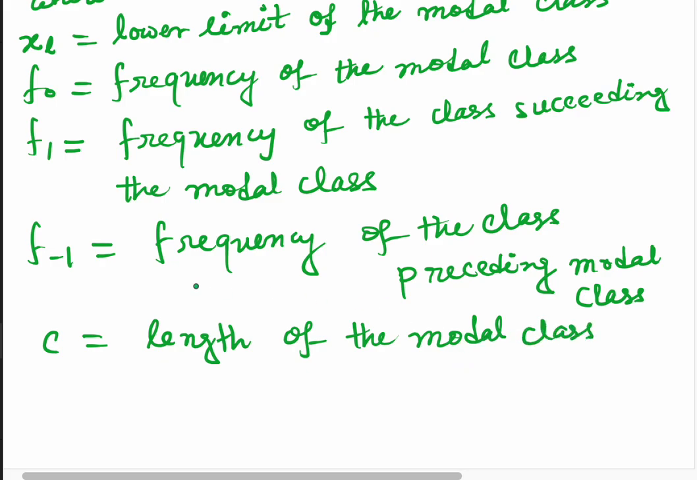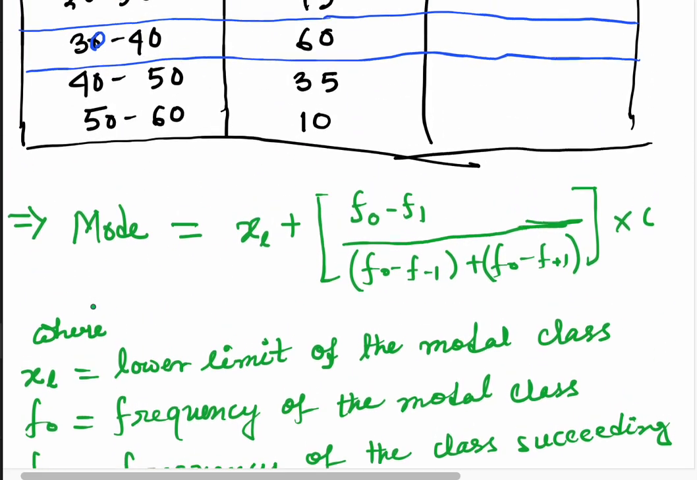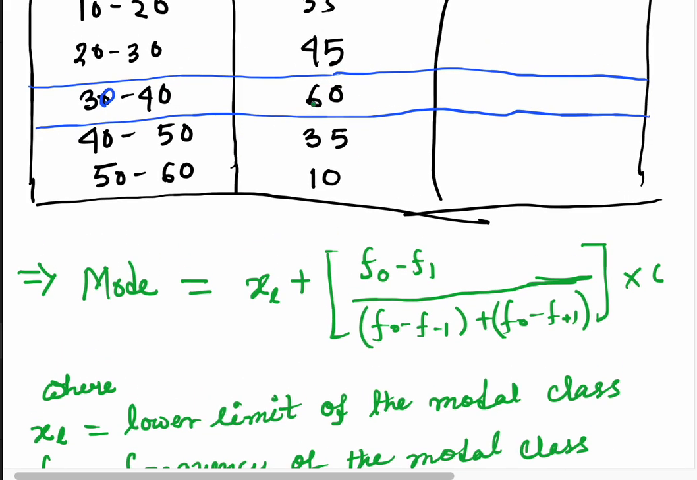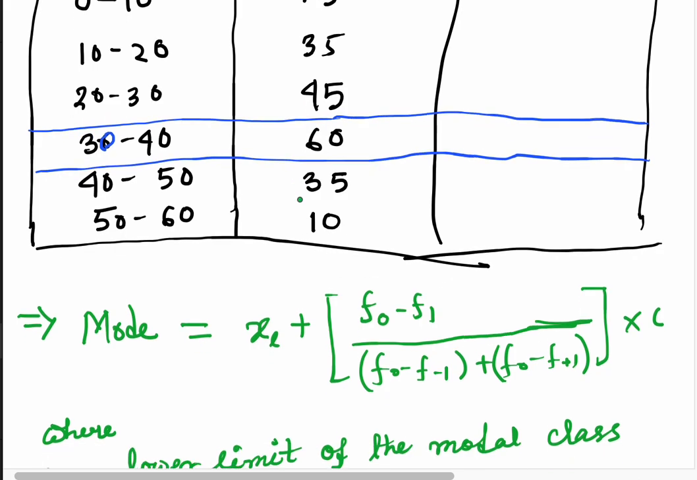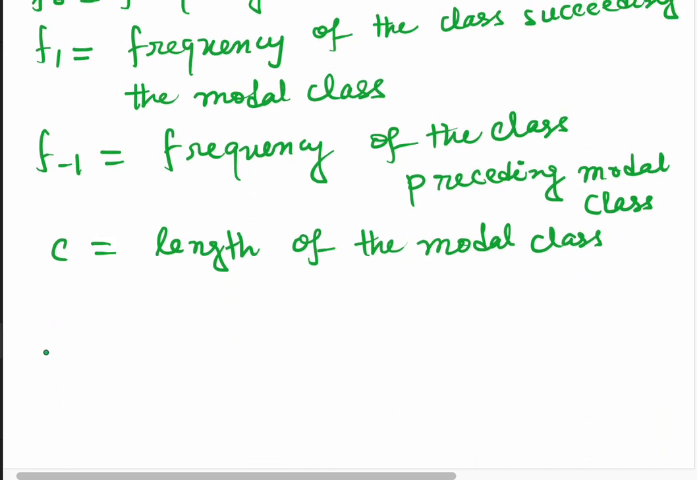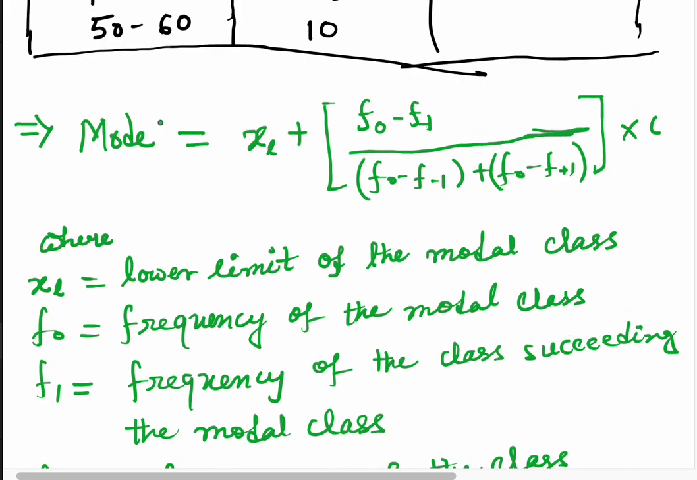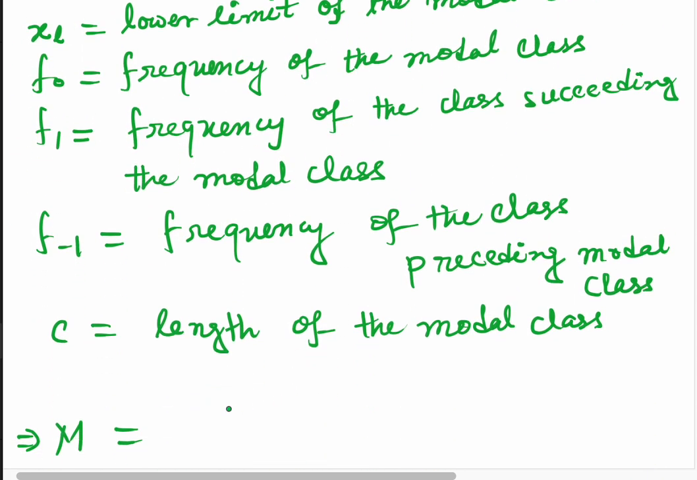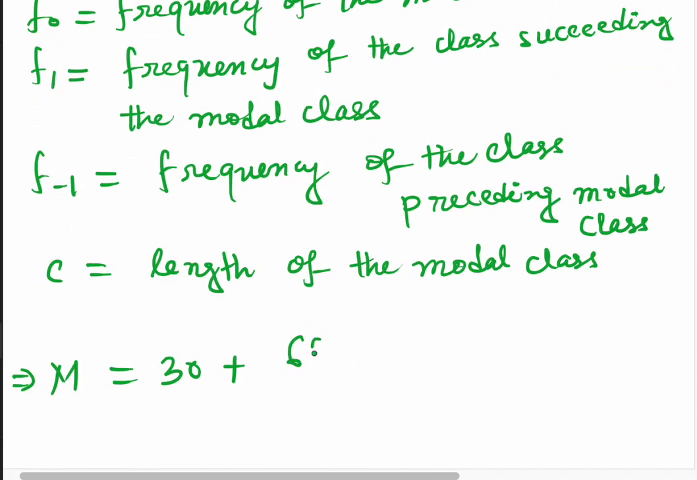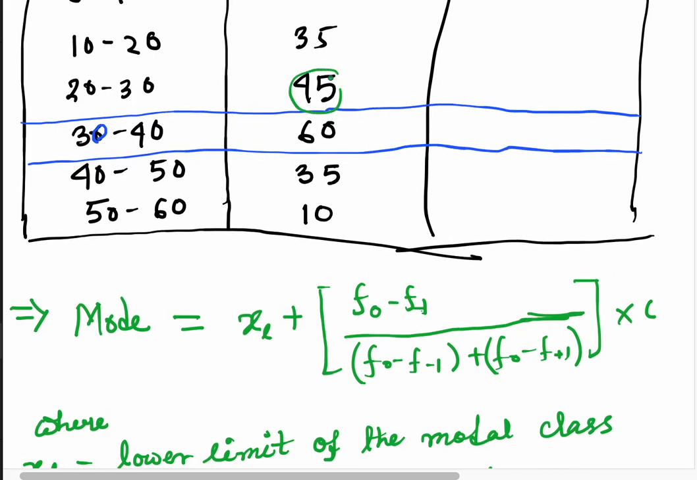Okay, now here we'll know all the things. XL means 30, F0 is 60, and F1 is... sorry, this is minus 1, I think. F of minus 1. So let me put it here. Then the modal class XL is 30, F0 is 60, F minus 1 is 45. This is F minus 1, this is F0, this is F1.